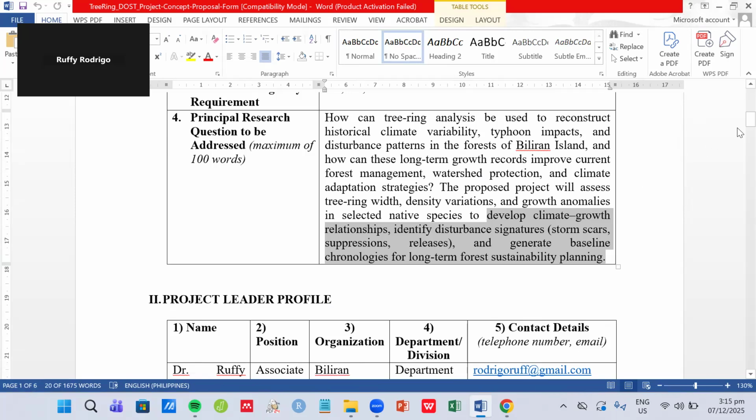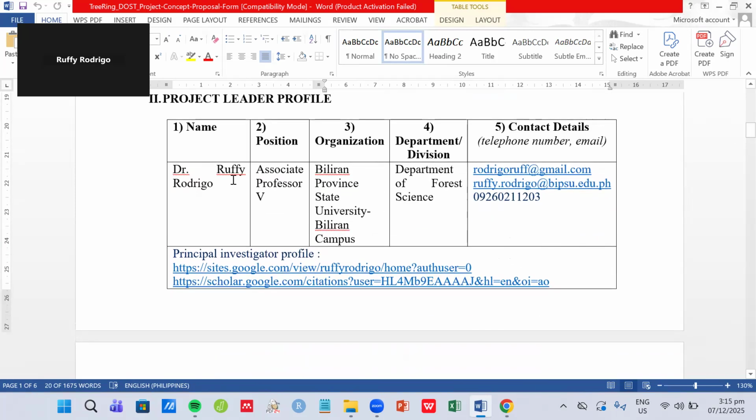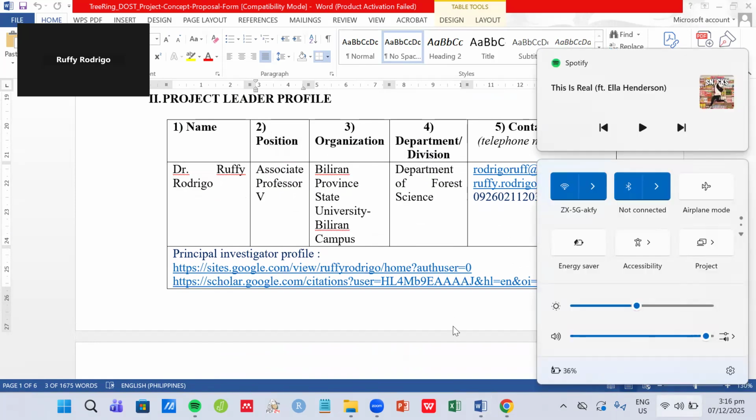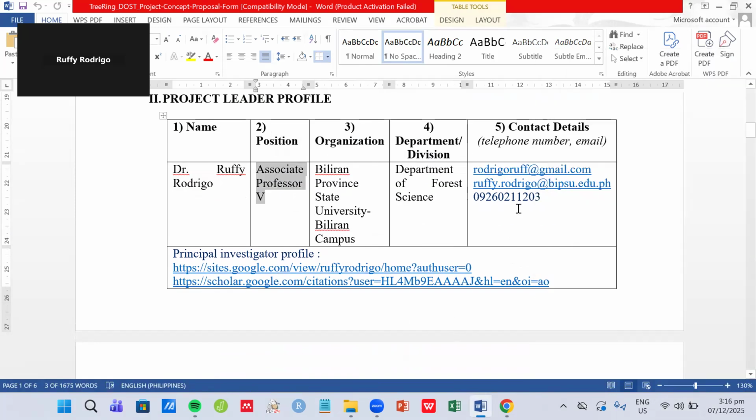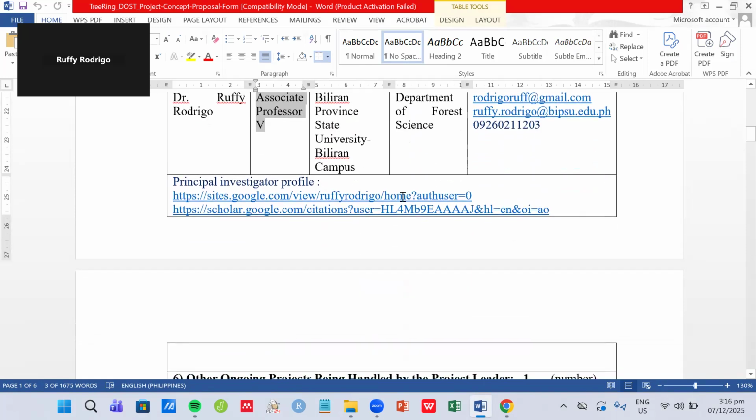I have 6 pages. Here I just wrote the project leader, so that would be me, Dr. Rafa Rodrigo, and this is my position, Professor Prime. My organization is the Biliran Province State University, Department of Earth Science, and this is my contact number. I also put my profile, the Google Scholar site, just so the evaluator can look at my capacity in terms of research.